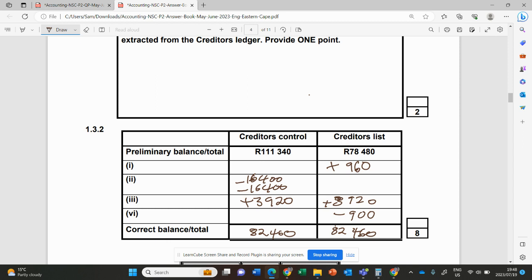8 marks. 8 out of 8. So it's about who made a mistake, what was not recorded, and where the error is. Then we correct the errors. That's great.